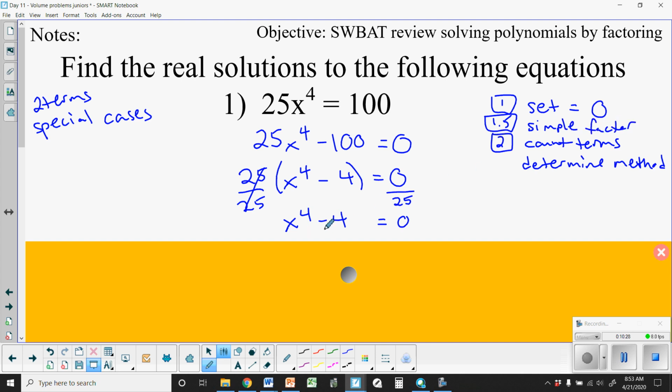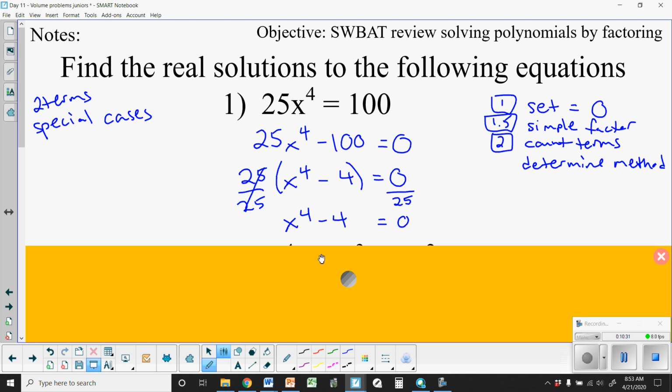All right, so now do we have something squared equals something, or do we have something squared minus something squared? And this is a little hard to remember. When it's x to the fourth, we can still write it that way. So we really do have x squared being squared minus 2 squared equals 0. So it's really going to be x squared minus 2 and x squared plus 2.